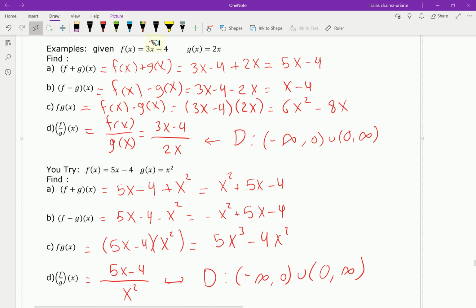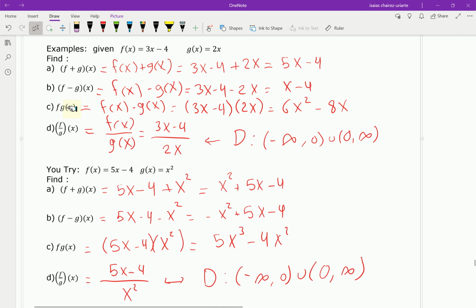So if you're given the function 3x minus 4, that's f of x, and you're given the function g of x equals 2x, compute this new function f plus g. Well, the sum is just f of x plus g of x, so 3x minus 4, that's my f function, plus the g function 2x. And once you collect like terms, that's 5x minus 4. What is f minus g of x? Well, it's f of x minus g of x. So that's 3x minus 4 minus 2x. Collecting like terms gives us x minus 4.